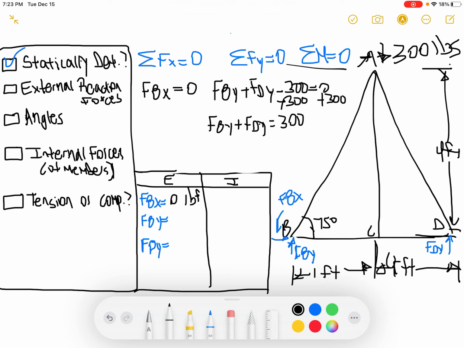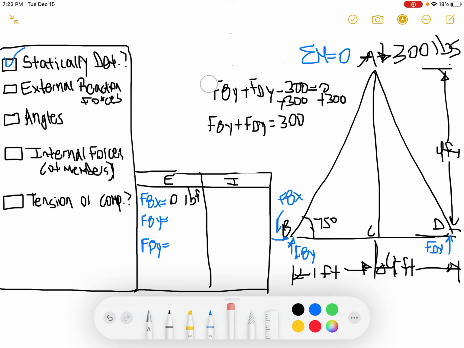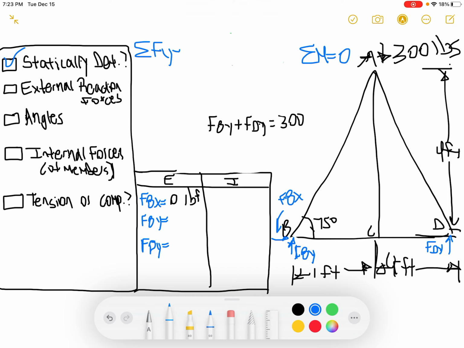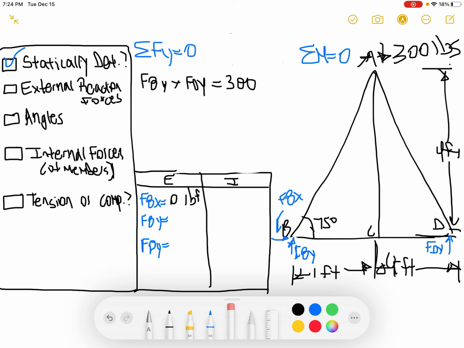So we need to find the sum of the moments. Since we're out of room, we will erase this. Since we already found the sum of the x forces, we will erase this. And we will write over here, sum of the y forces equals 0, and then FBY plus FDY equals 300. And then I'll erase this. And we'll come back to that.